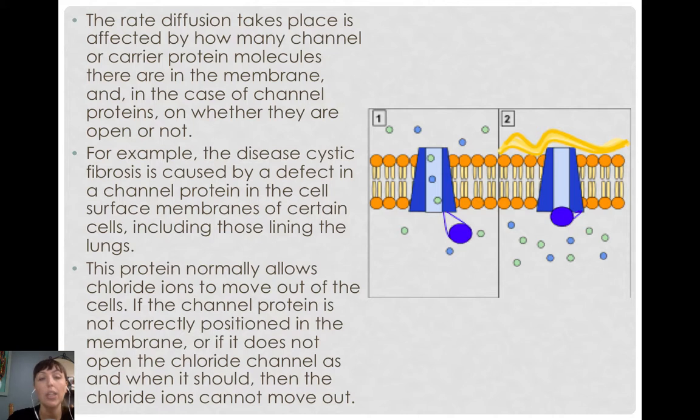So for example, cystic fibrosis is caused by a defect in a channel protein in the cell surface membrane, including the ones that line the lungs. This protein normally allows chloride ions to move out of the cells. If the channel protein is not correctly positioned in the membrane, or if it does not open the chloride channel as it should, then the chloride ions cannot move out, or cannot move out quickly enough.